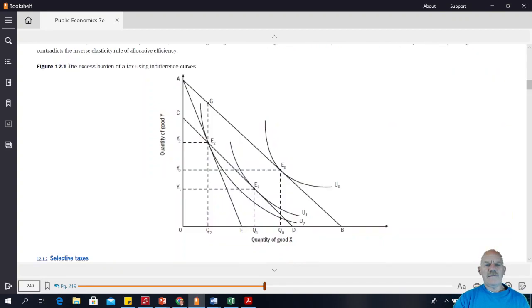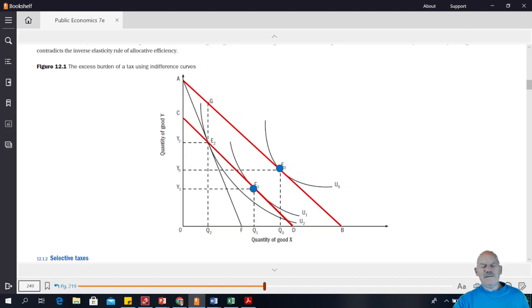So we will focus on figure 12.1. This is an important figure. So what they do is they compare two taxes. The first one is a poll tax, a lump sum tax, which means that income is taken away from the individual.